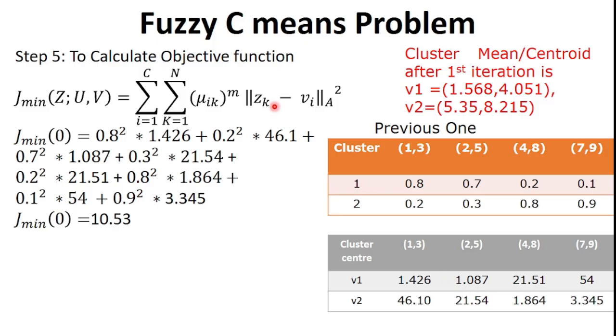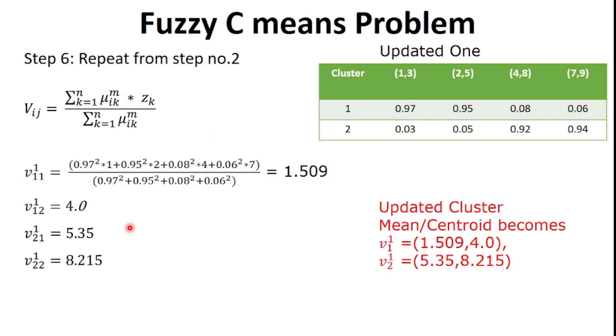This value is this term, plus 0.2 square into 21.51 plus 0.8 square into 1.864 plus 0.1 square into 54 plus 0.9 square into 3.345. If you simplify, you will get J min, the objective function J min of the 0th iteration, as 10.53. And now proceed for the second iteration.